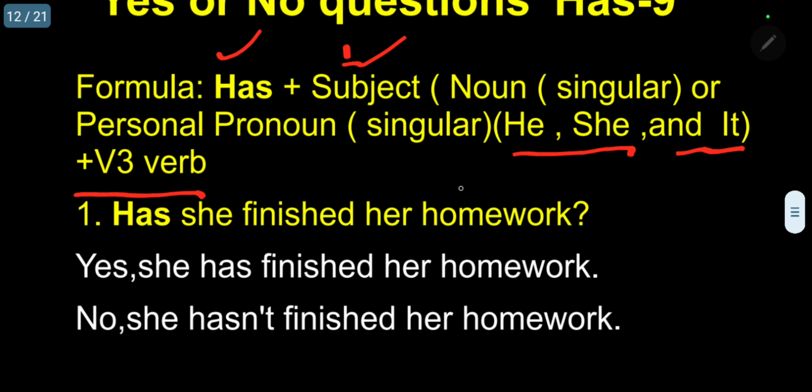Has she finished her homework? Yes, she has finished her homework. If it is no, no, she hasn't finished her homework. Please understand. Very, very easy. The first sentence. The second sentence I am using.